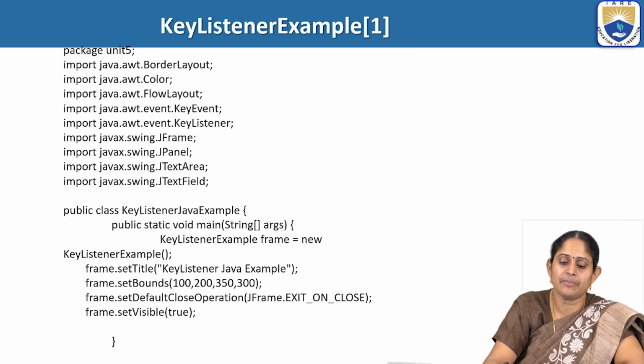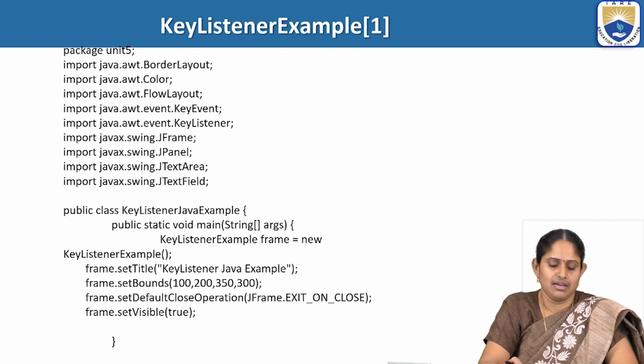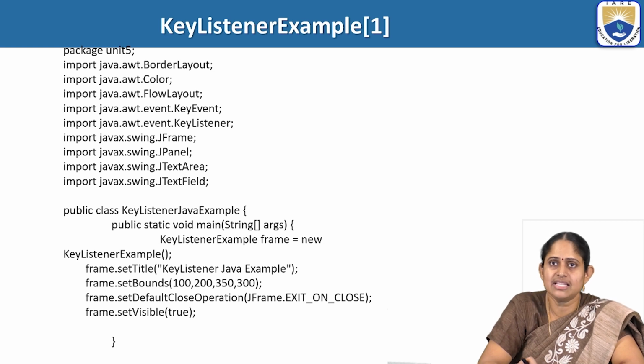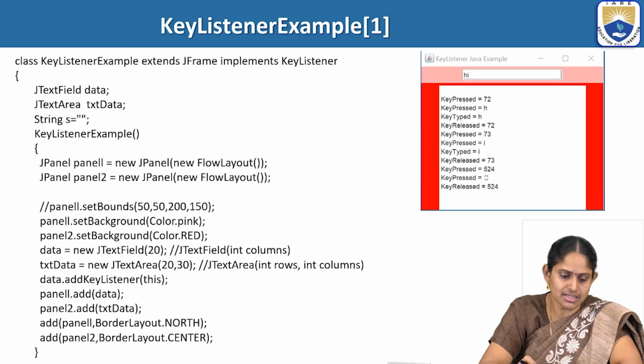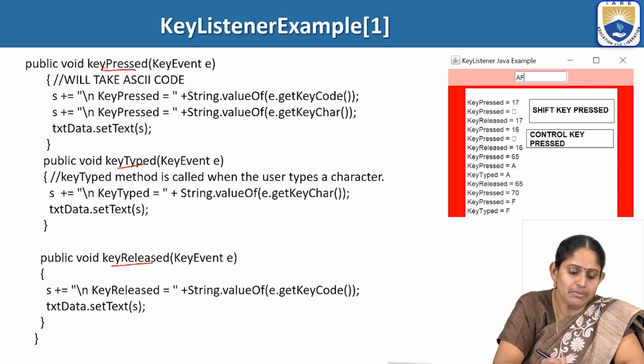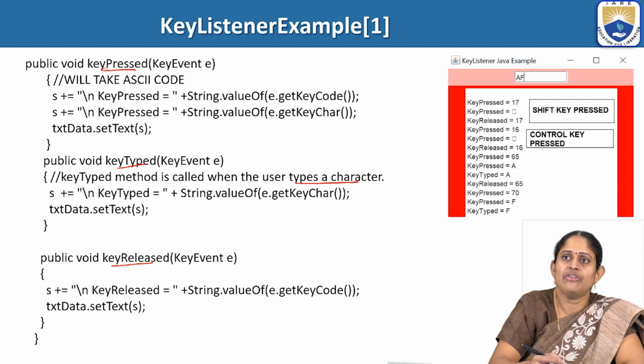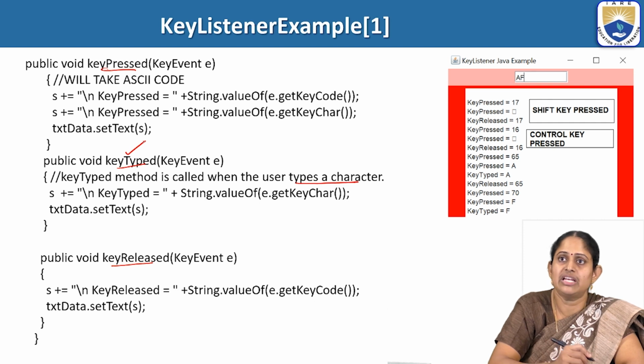Now similarly, we have some methods defined for KeyListener also. The KeyListener methods will be invoked when any key of the keyboard is pressed or released. There are basically 3 methods: keyPressed, keyTyped, and keyReleased. keyPressed will be invoked when any key is pressed, but keyTyped will be invoked when the user types a character. So if you press the Shift key or Control key, it will not invoke keyTyped. It will invoke only keyPressed and keyReleased.